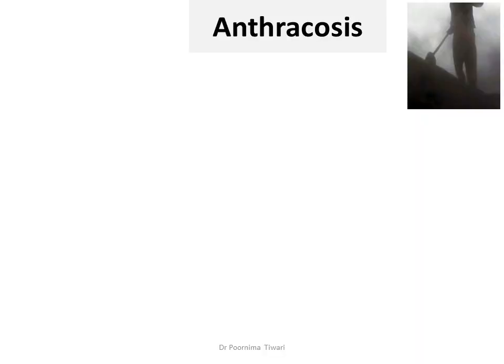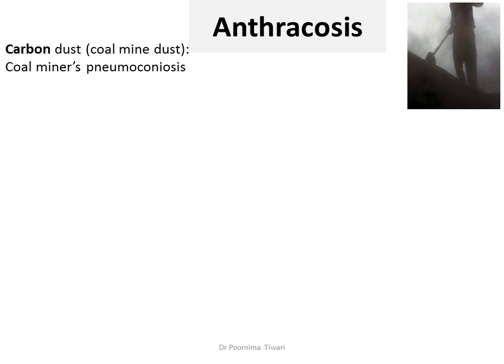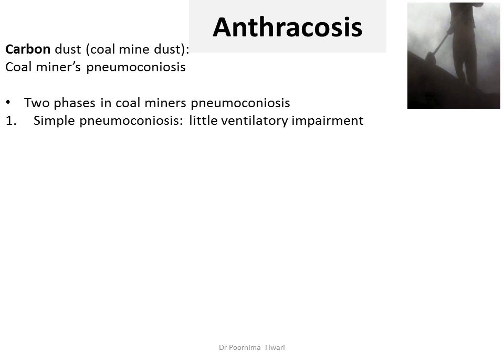Anthracosis is due to inhalation of carbon dust, most likely to occur in coal mines, and hence the resulting pneumoconiosis is also known as coal miner pneumoconiosis. There are two phases in anthracosis. Simple pneumoconiosis: here the coal dust keeps accumulating with little ventilatory impairment, that is, little effect on the breathing capacity. Around 12 years of exposure is required for this phase to appear.